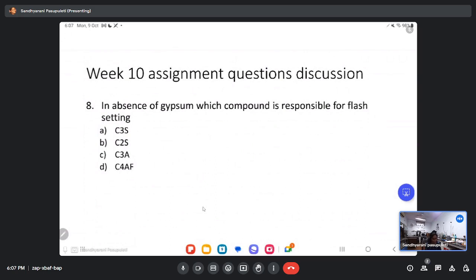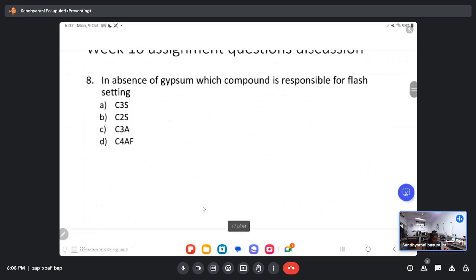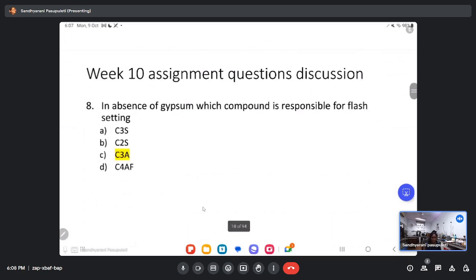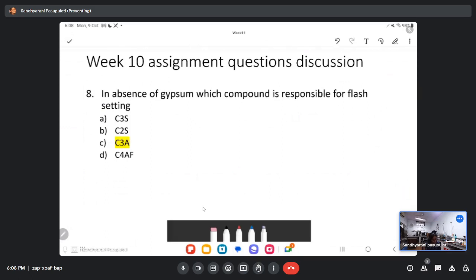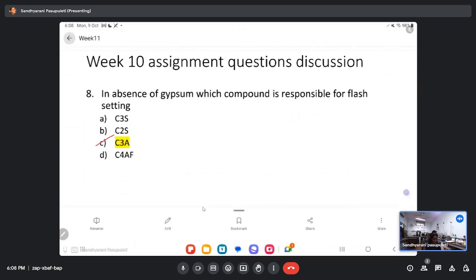In the absence of gypsum, which compound is responsible for flash setting? We know that if gypsum is absent, the aluminate will react with water very quickly and will tend to cause flash setting. So in order to retard that process, we usually add gypsum to the cement. Especially tricalcium aluminate, which is C3A, is responsible for flash setting if we do not add the gypsum.